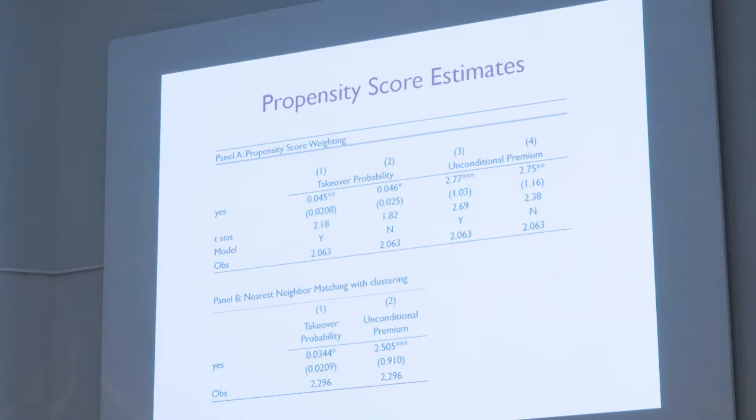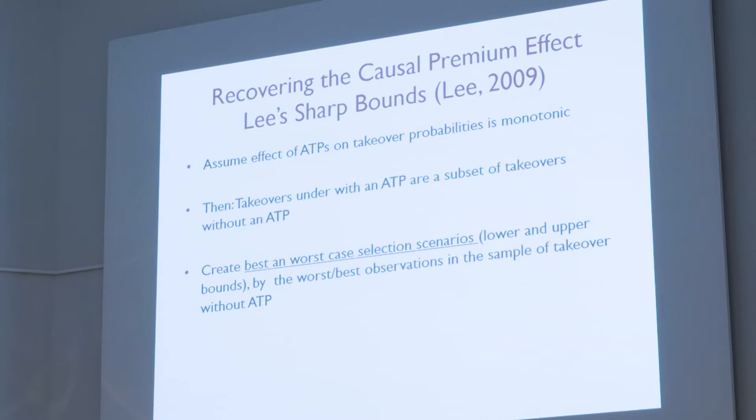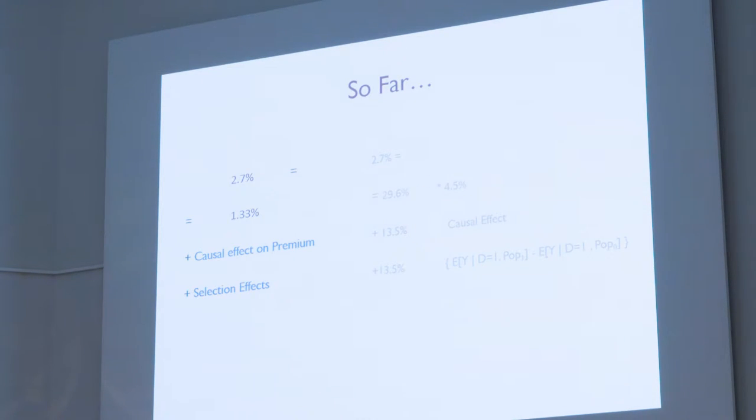Depending on specifications. So in terms of what we've done, this is my objective. I can populate these two, the total shareholder gains and the causal effect on the probability, okay? Now, next step, I need to populate these other two, right?